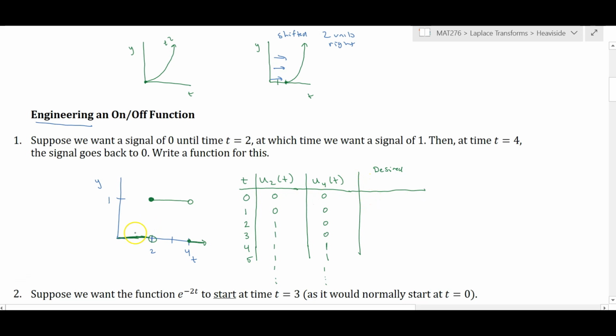What we want to see is at time 0, we want a 0. At time 1, we still want a 0. That's right here. And then at time 2, we want our output to jump to a 1. At time 3, the signal is still at a 1. But at time 4, the signal drops to a 0 and then remains 0 for all time after that.